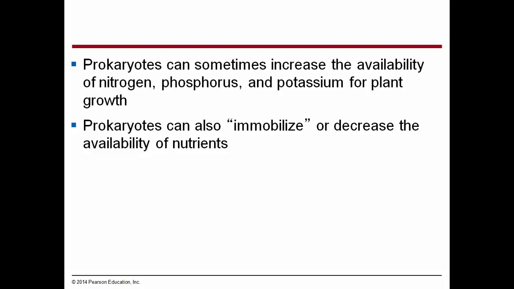Prokaryotes can sometimes increase the availability of nitrogen, phosphorus, and potassium for plant growth. Prokaryotes also immobilize or decrease the availability of nutrients. So when there's too much nitrogen, they can prevent an excess of nitrogen from reaching an ecosystem as well.